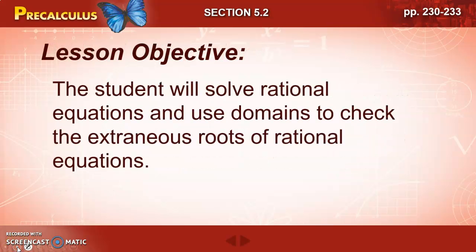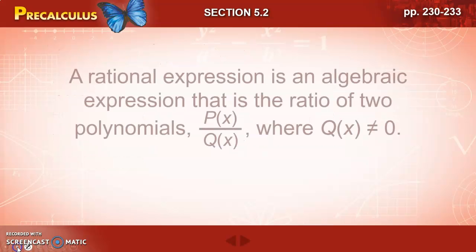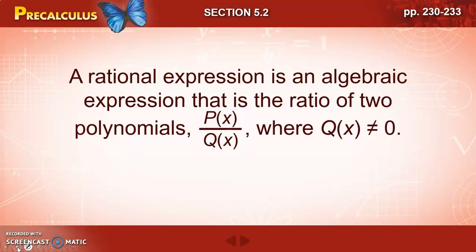Our lesson objective for today is that you, the student, will solve rational equations and use domains to check the extraneous roots of rational equations. Now let's talk about some vocabulary here. We know that rational numbers are ratios. Another word that we have for rational numbers is fractions. So 3/4 is a rational number. 7/1 is a rational number. It's a ratio of two different parts. So another word for rational numbers is fractions.